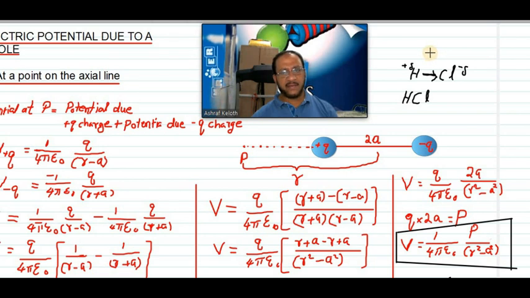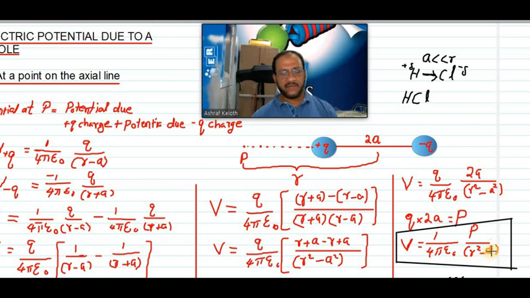This molecule we can consider as an ideal dipole. So the condition for an ideal dipole is that half of the dipole axis length, A, with total length 2A, is very small compared to the distance r from the center of the dipole. Such dipoles are considered ideal dipoles. If A is negligible compared to the distance of the point P from the center of the dipole, that is, r is very large and A is very small, we can neglect A here.